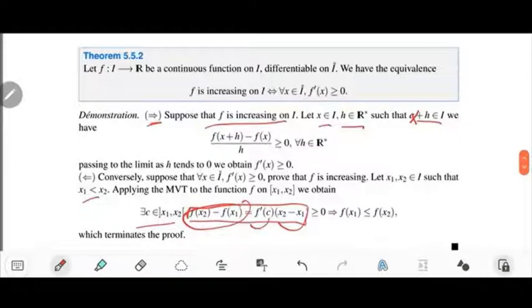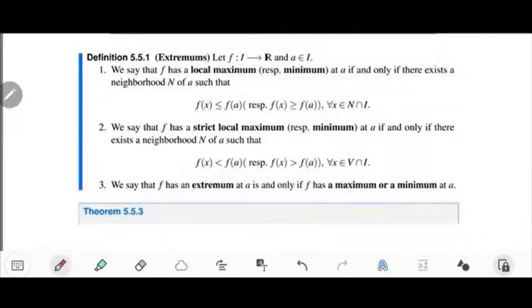Of course, we can prove similarly, by replacing f by minus f, that if f is decreasing, it's equivalent to say that f prime of x is less or equal than 0. Let's define now the extremums of a function f.